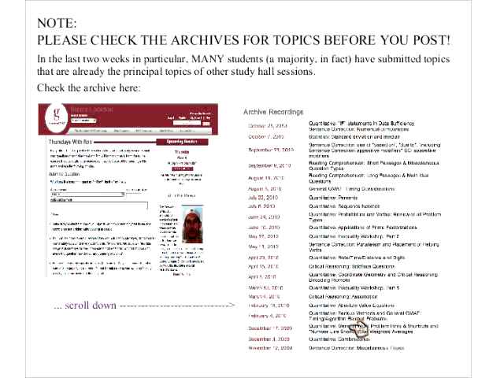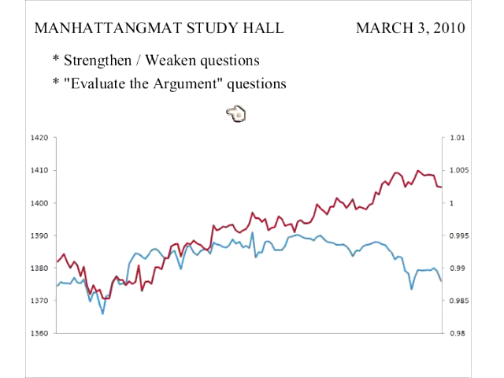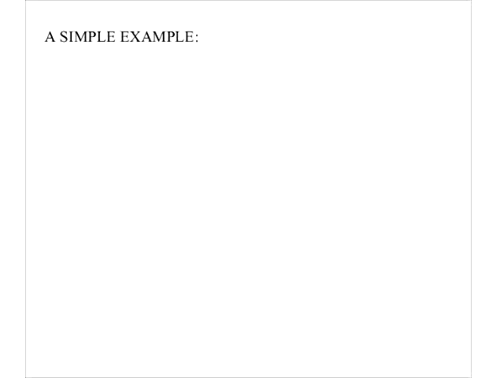Okay, let's go ahead and get started on this. Today's topic again is strengthen and weaken questions. Later we're going to talk about these evaluate the argument type questions. What we're going to start out with is a very simple example. Instead of a question and 5 choices, I'm just going to give you a question with 1 answer choice. And you guys are going to tell me whether you think that 1 answer choice is correct or not.